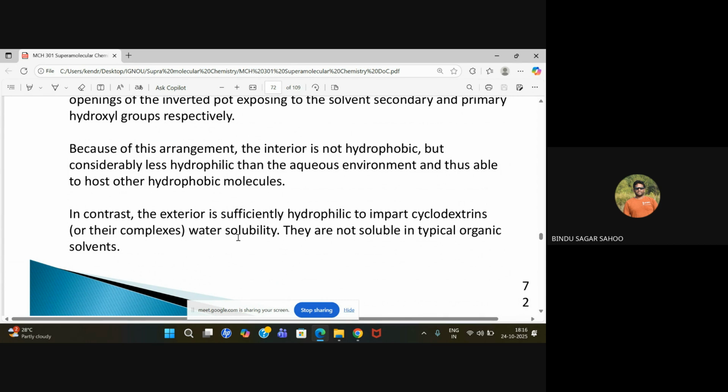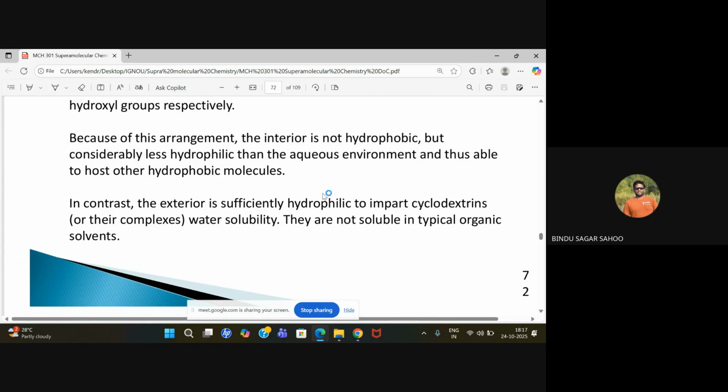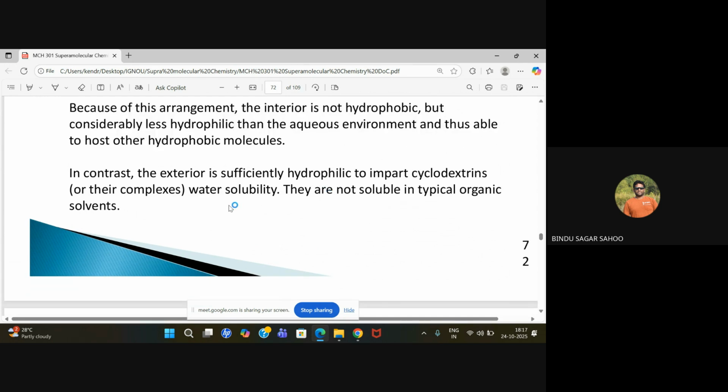So particularly, like dissolves like. Polar solutes are dissolved in polar solvents, and non-polar solutes can dissolve in non-polar solvents. Its outer part is hydrophilic, that's why its behavior is polar in nature. So it needs a polar solvent to dissolve. But these are not soluble in typical organic solvents, particularly non-polar solvents. You can take THF, benzene, or toluene. It will be insoluble in these organic solvents.